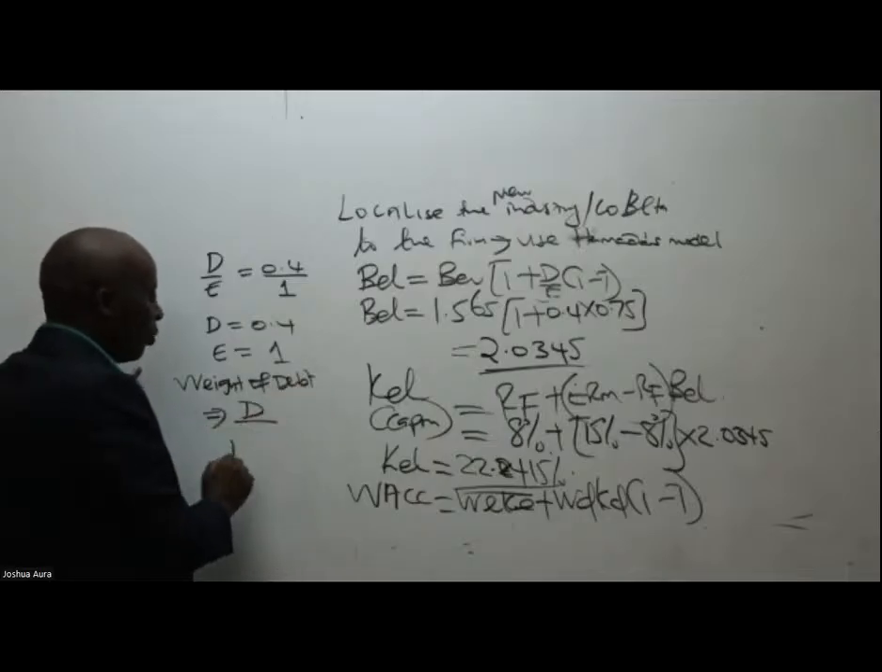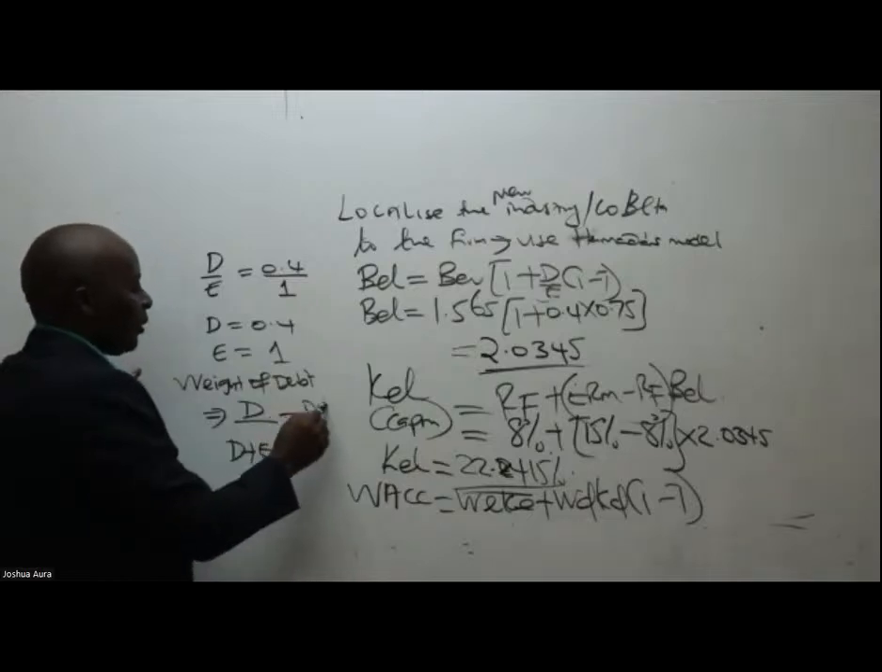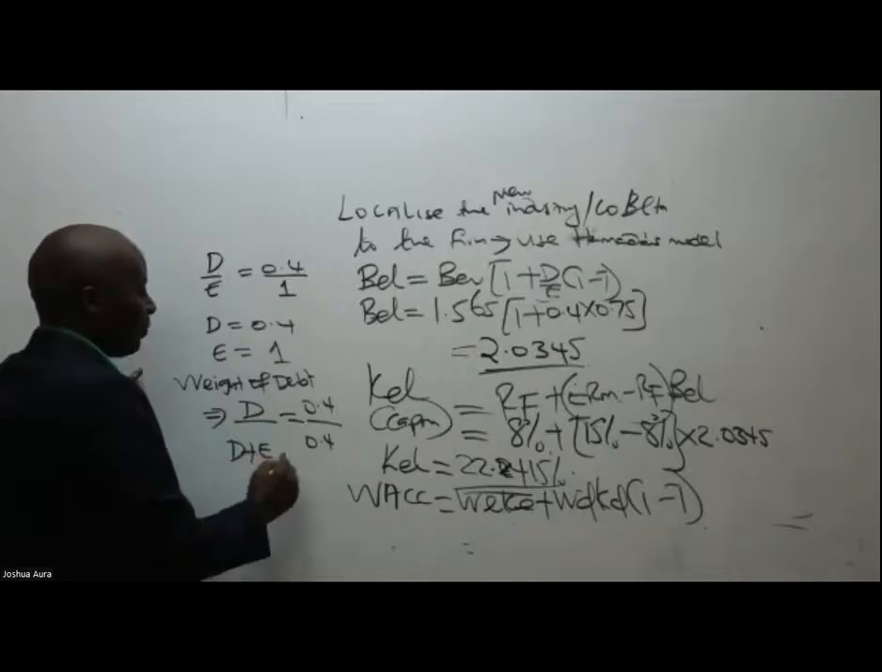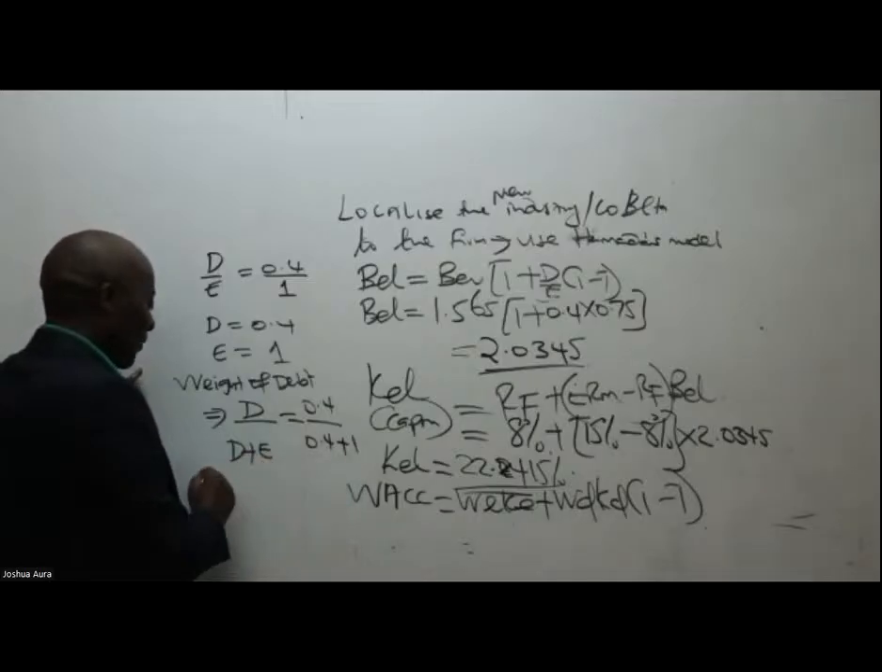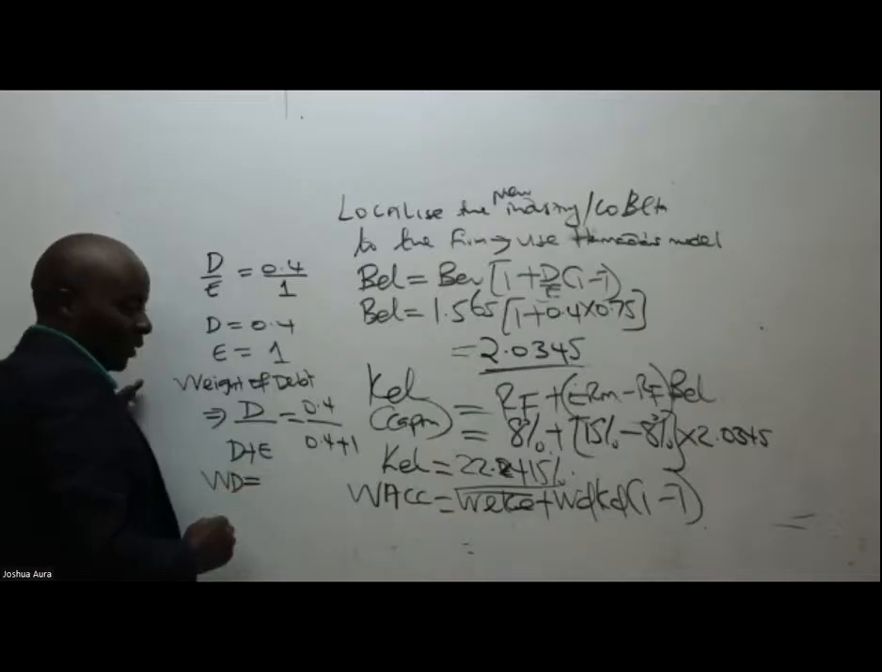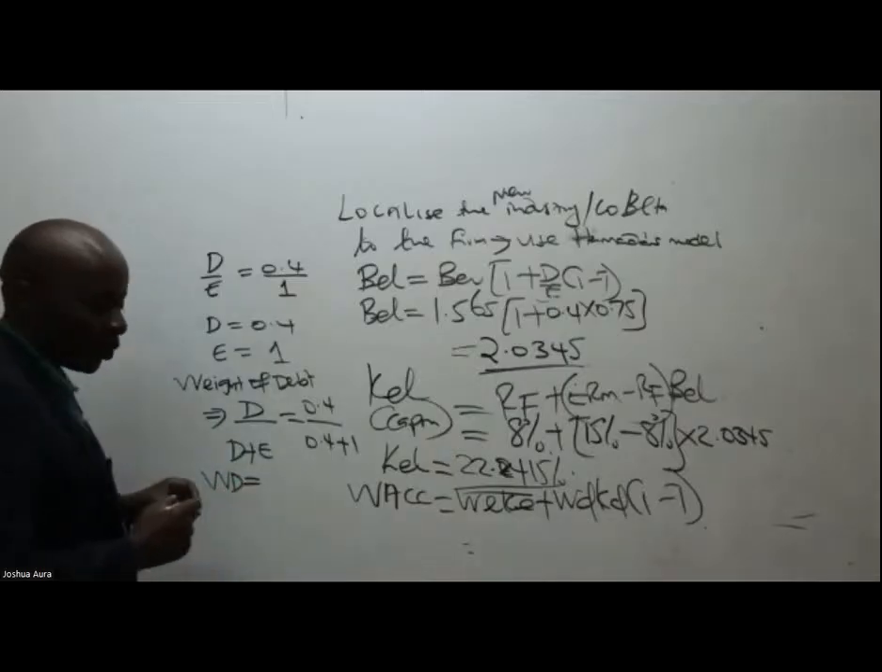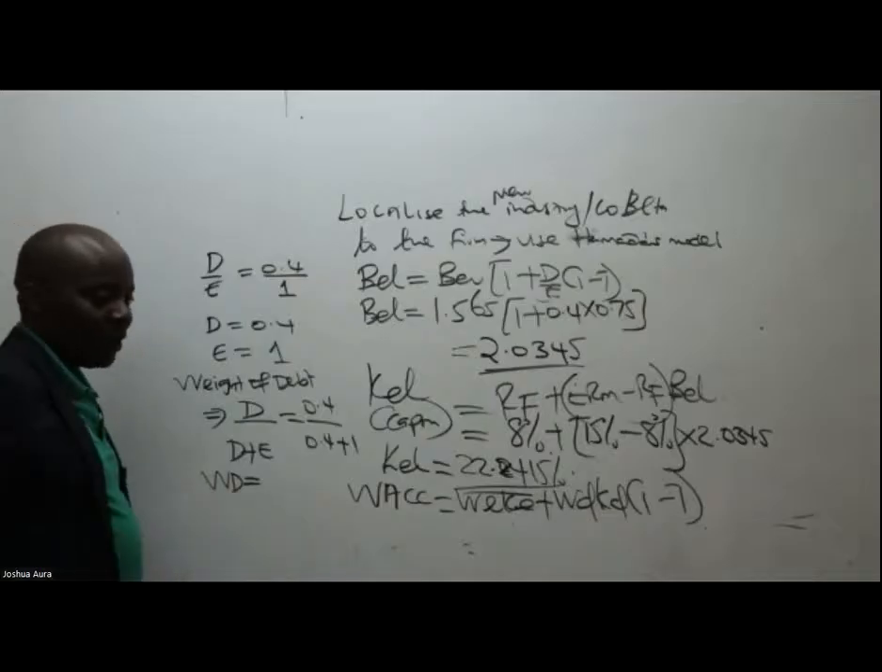And when you want us, for example, to get weight of debt, it will be debt over debt plus equity. Debt is 0.4 over 0.4 debt plus equity, which is 1 like that. So then who can be able to advise us here? What will be the weight of debt?